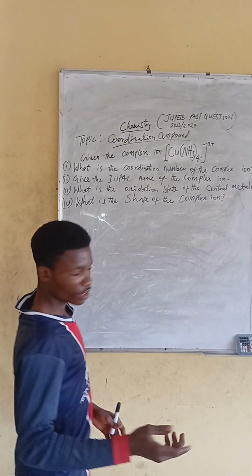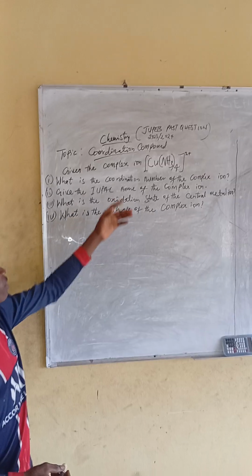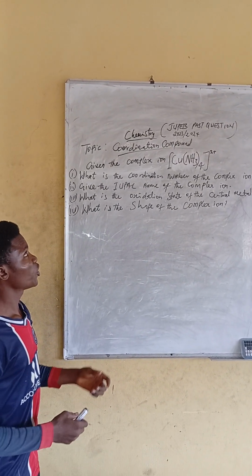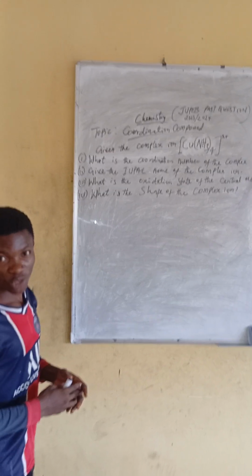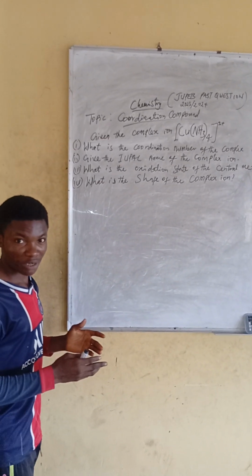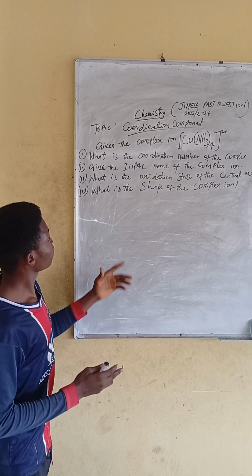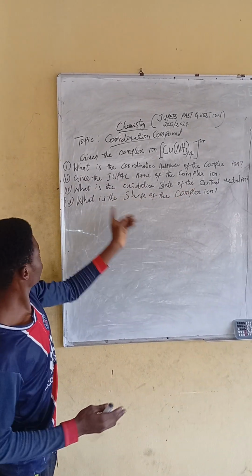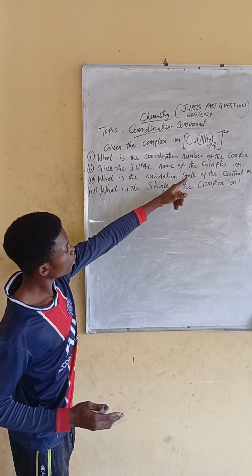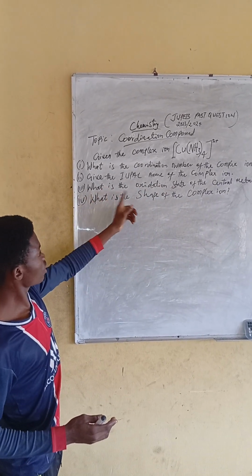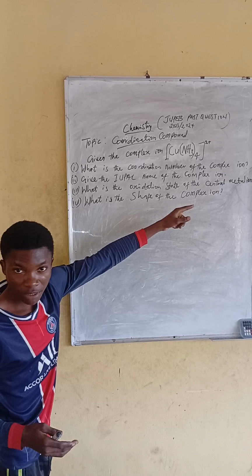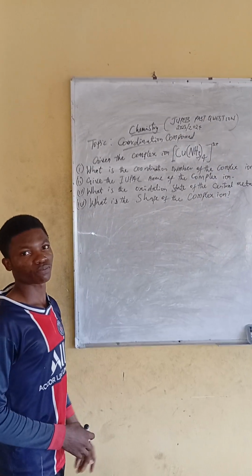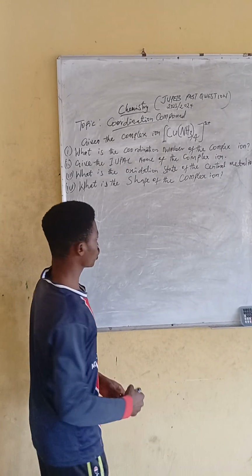So now, when we are talking about coordination compounds, we are talking about complexes. So now, the question says: 1. What is the coordination number of the complex ion? 2. Give the atomic name of the complex ion. 3. What is the oxidation state of the central metal ion? 4. What is the shape of the complex ion?